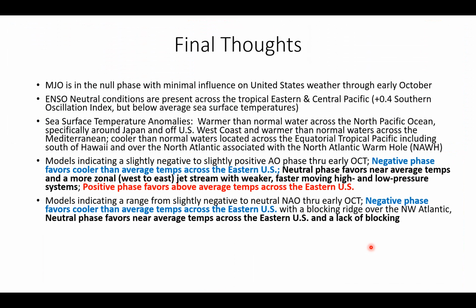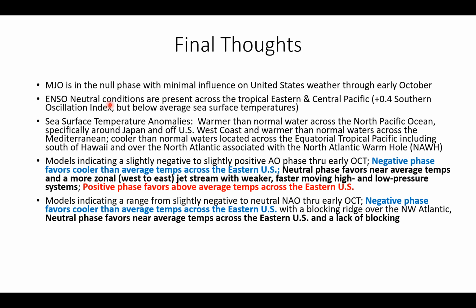So my final thoughts on today's video, after we just took a look at all of that: the MJO is in the null phase. And so I expect minimal influence on United States weather right on through early October. So the next 10 to 14 days, the MJO does not look very strong, and therefore will not be very influential in the sensible weather across the United States.